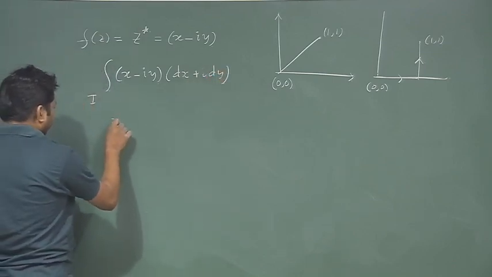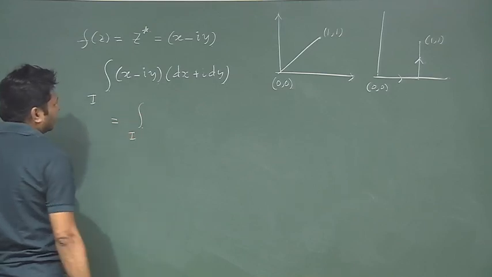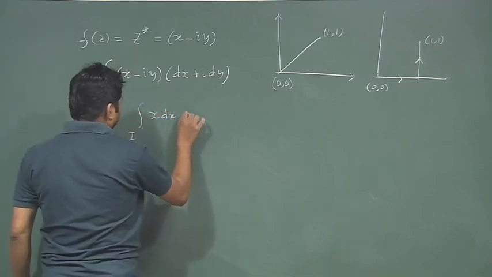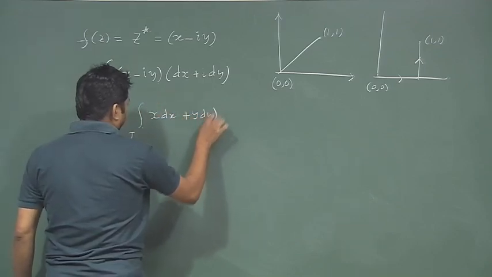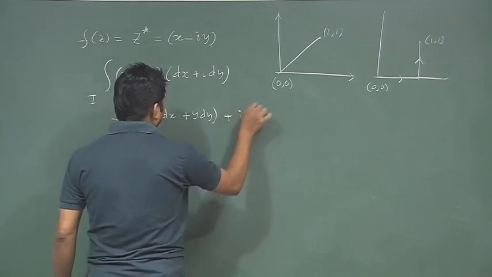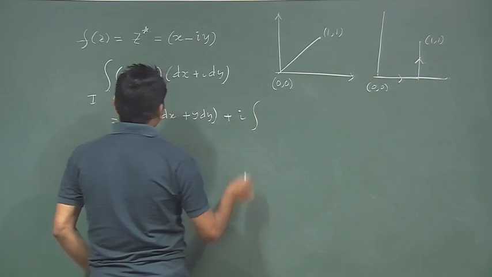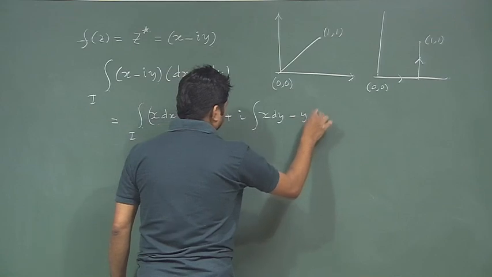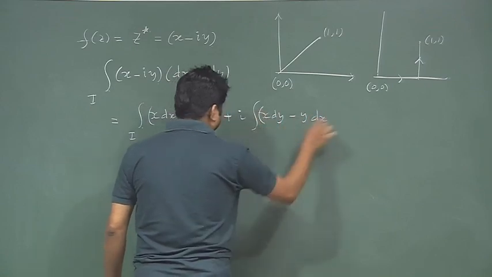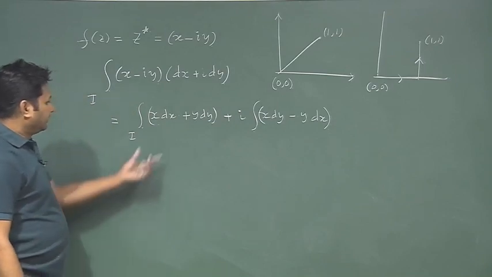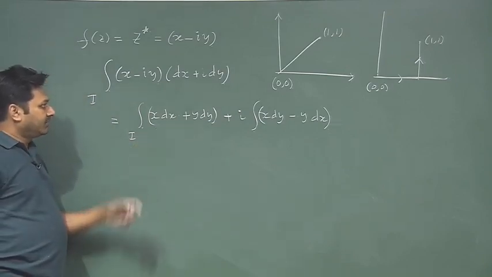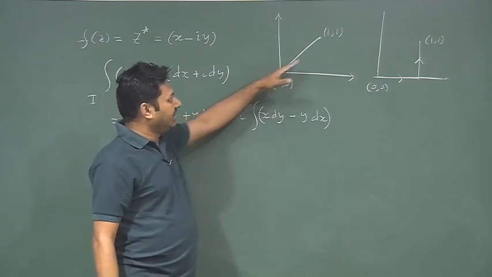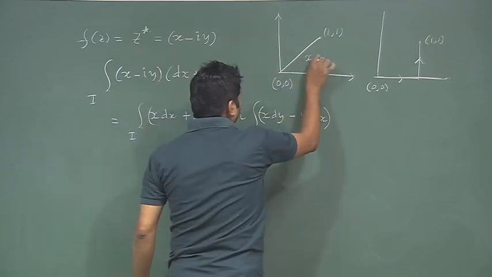Okay. Let me simplify this integration, path 1. So, it is x dx plus y dy plus i times the integration of x dy minus y dx. I separate it out like this. In the first part, as in the previous problem, the relationship between x and y is just x equal to y. So, here x equal to y is the relation.